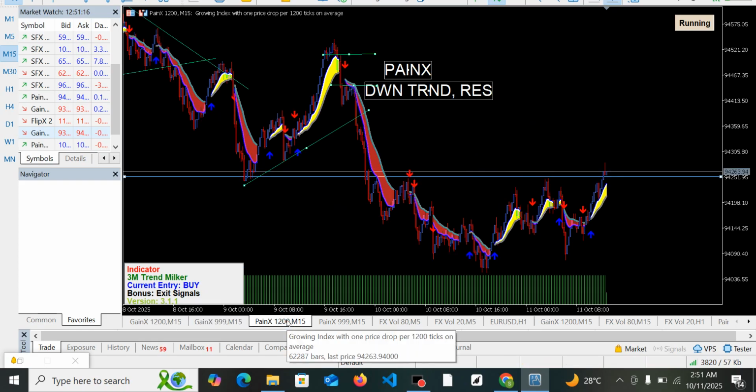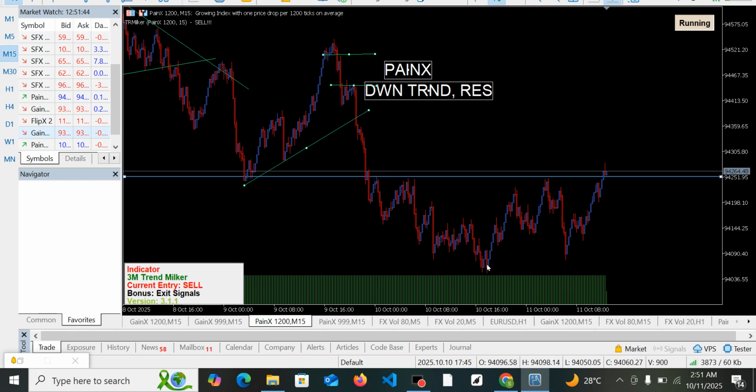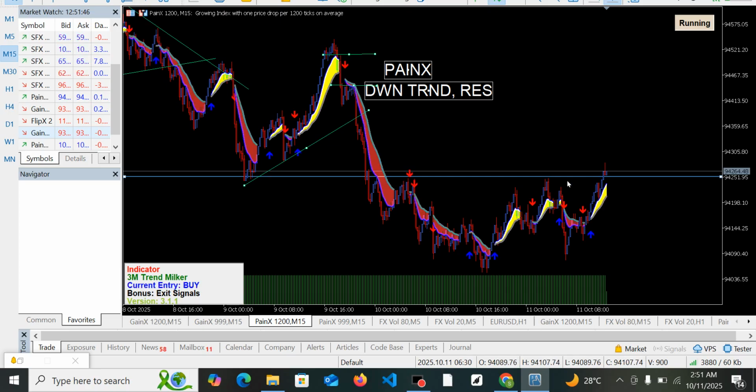Okay, then let's move on to Pain X 1200. Pain X 1200 has been on a downtrend yesterday. We saw it crashing down till it got to this support region, not being able to break out from there. It tried to go back on an uptrend, just the way we are seeing it. You can see the yellow colors, and it's really buying more.